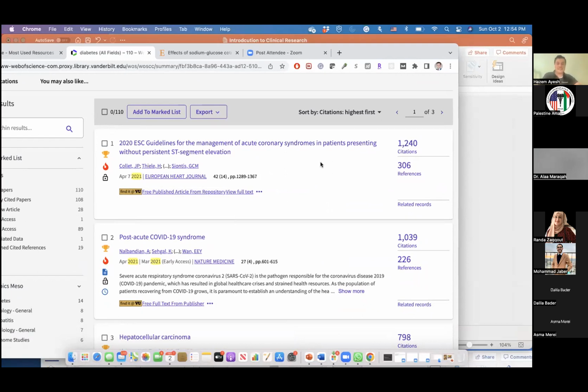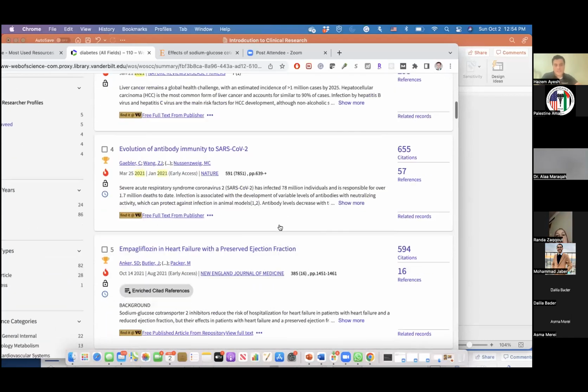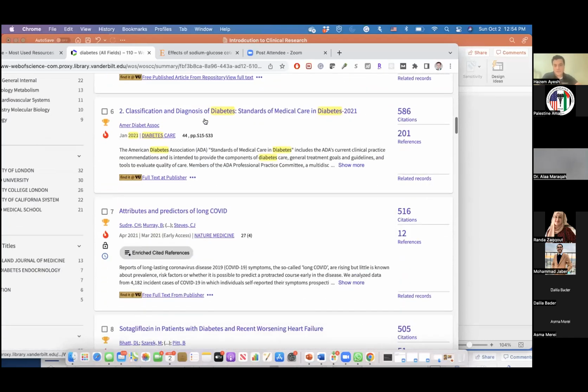And as we said yesterday, citations mean that someone took this paper as a reference, and that tells you that this paper is important and impactful in clinical practice. So if you do a meta-analysis on the same topic, most likely you will get many citations, and most likely you will have an impact in clinical practice. You just take a look here and see, oh yeah, there's empagliflozin in heart failure.